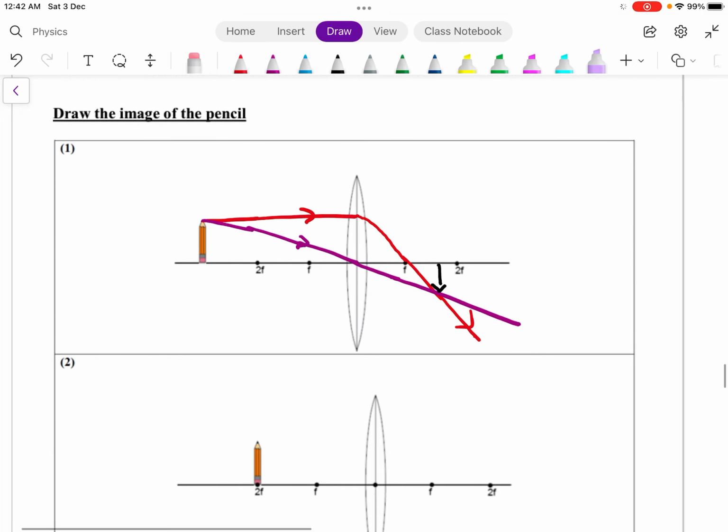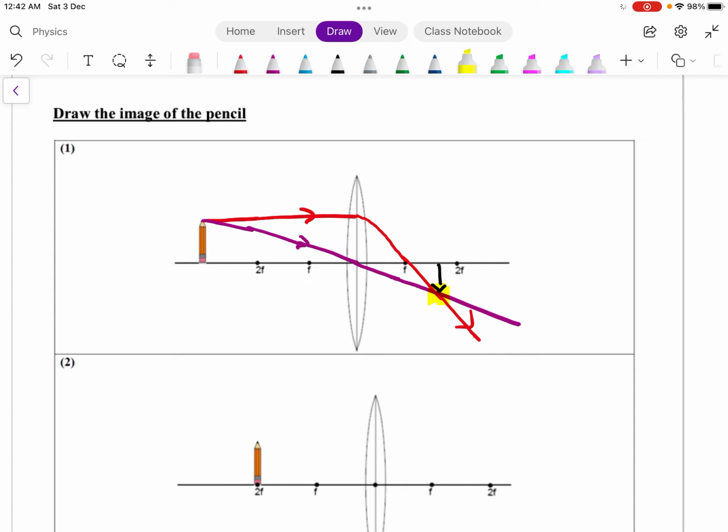Okay, so next will be drawing the image of the pencil. So for a lens, you will find the image at the other side of the lens. So for example, how do I locate the image of the pencil? Very simple. You always draw two light rays. Where the two light rays converge or intersect, this is where the image will be formed.